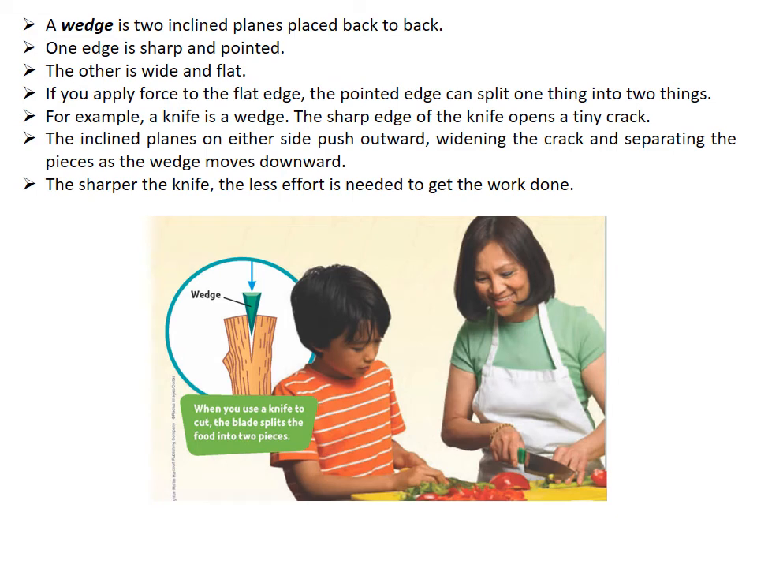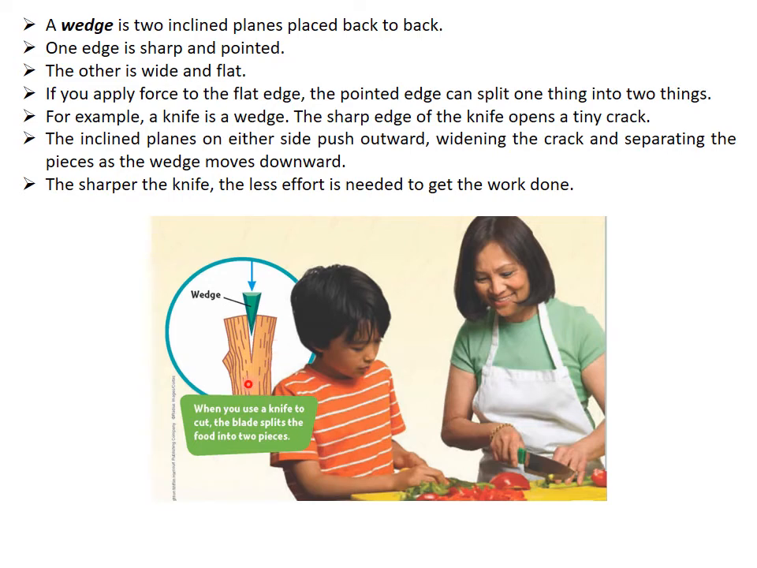Now, a wedge is two inclined planes placed back to back. One edge is sharp and pointed, and the other is wide and flat. If we look at the picture, we can see a wedge. One edge is sharp and pointed, and the other one is wide and flat. So, if you apply force to the flat edge, the pointed edge can split one thing into two things.